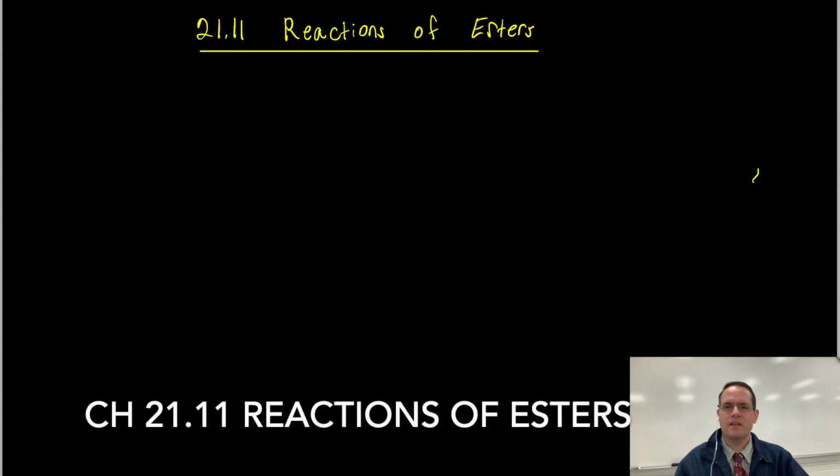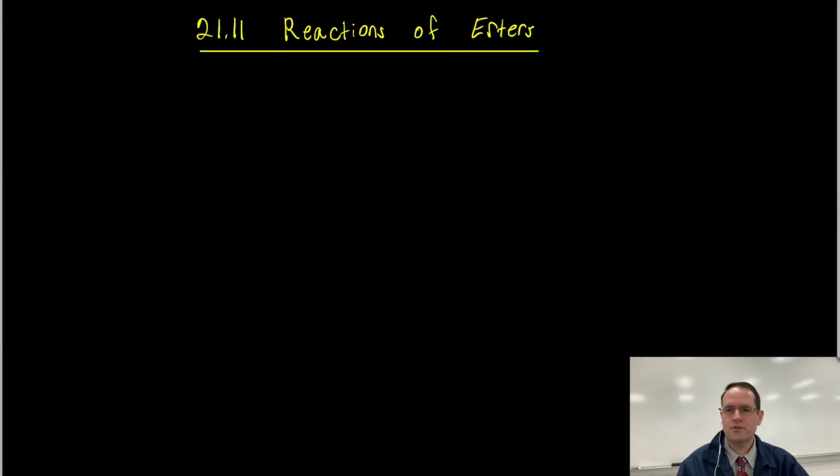Section 11 in the Klein's Organic Chemistry textbook, second edition, chapter 21, talks about reactions of esters. Now, this is a pretty big functional group. It's fairly common, and there are quite a number of different reactions we can do with esters. The first reaction that you can do with an ester is a saponification.